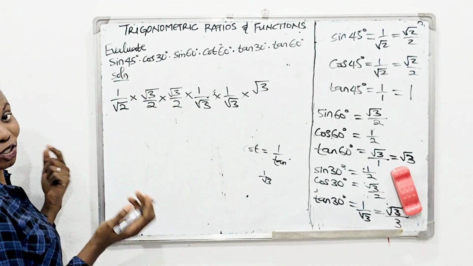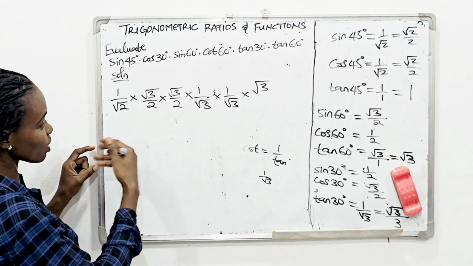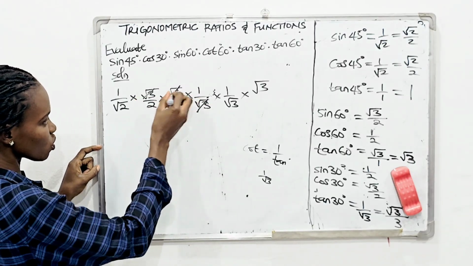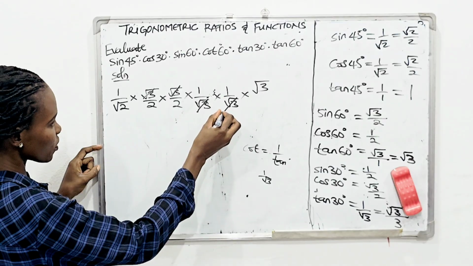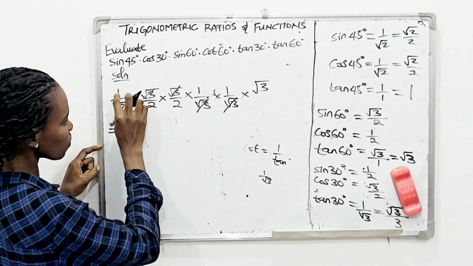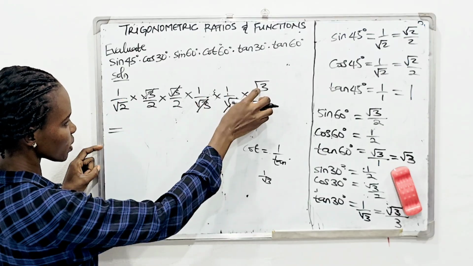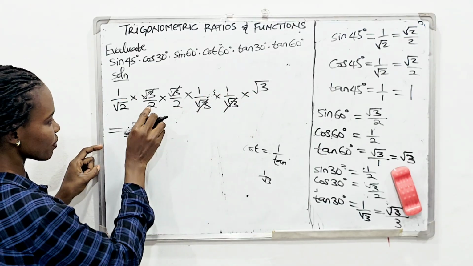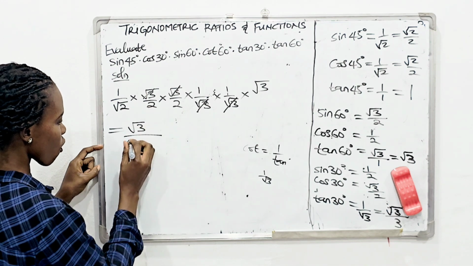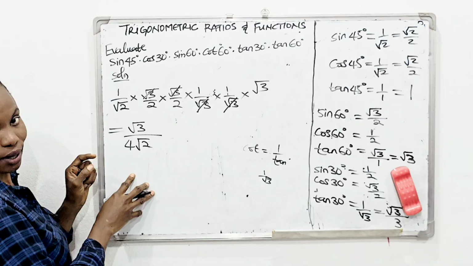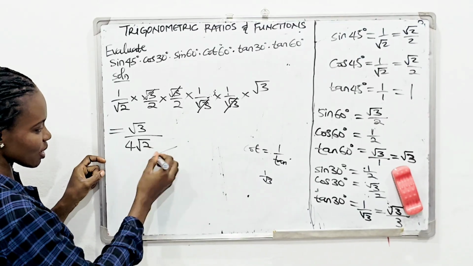Now it's the normal multiplication of fractions, let's see what can cancel out. This can cancel out this, and this will cancel out this. Any other one? Nothing again. So we multiply out. In the numerator we have 1 times 1 times this, I have only root 3 up. Down, I have 2 times 2, 4, root 2. So this is the answer.